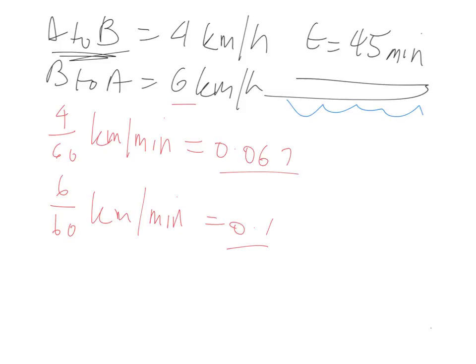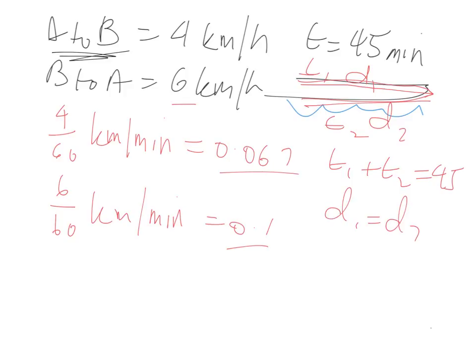Now, the other information: if they're travelling downstream and then upstream, it has taken them a certain amount of time to go upstream, which is T1, and a certain amount of time to go downstream, which is T2. Together, T1 plus T2 equals 45. And given that they've travelled a distance D1 and the same distance D2, D1 equals D2. That's the information we're going to use.